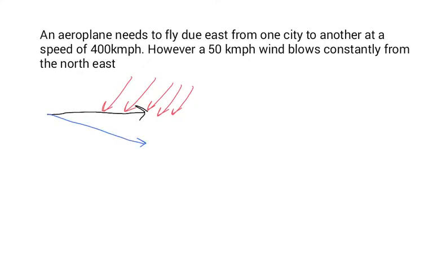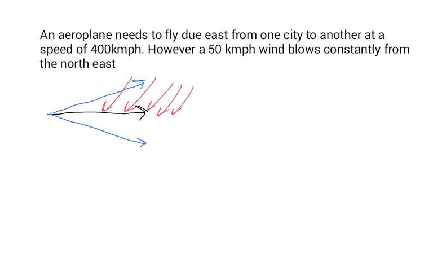So what we have to do is decide where the plane's going to go so the wind doesn't take it off course. Theoretically, the plane would have to fly out here, in that direction, so it can actually have that desired outcome of going due east. Because if it flies east, the wind is going to take it off course.